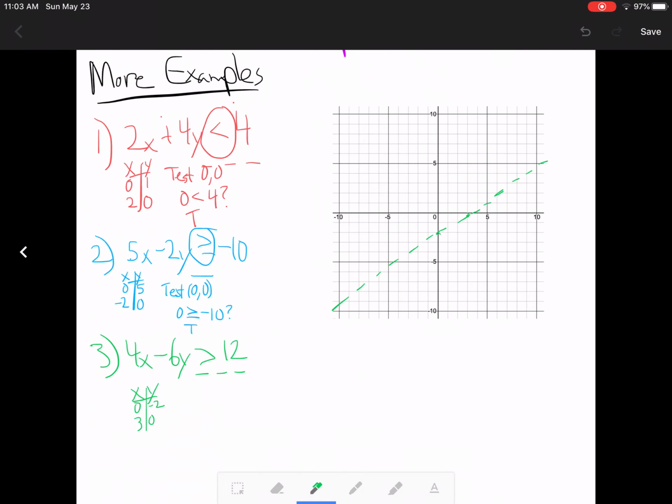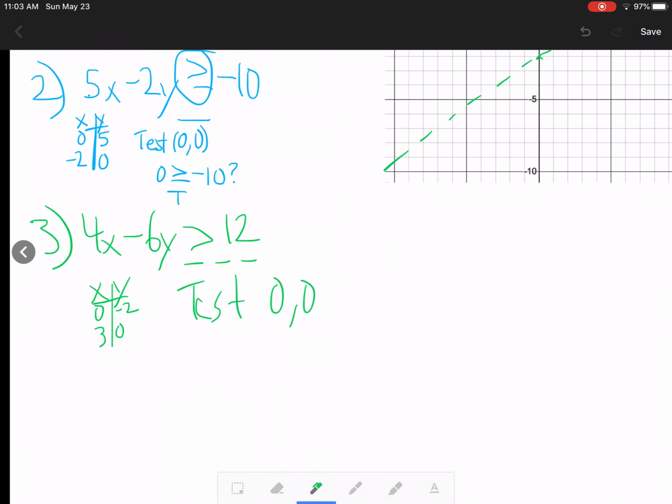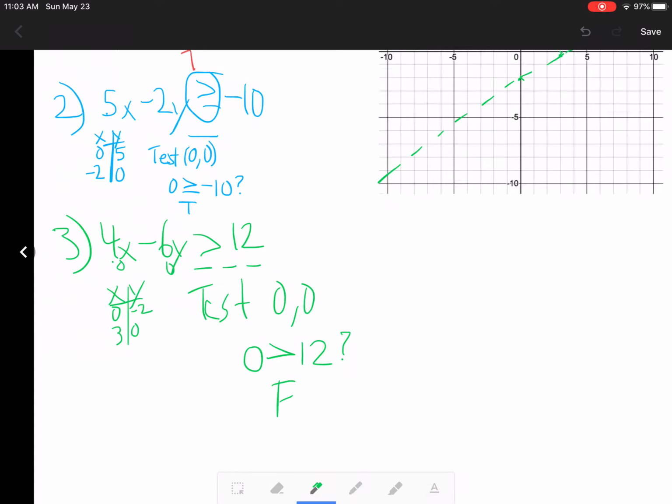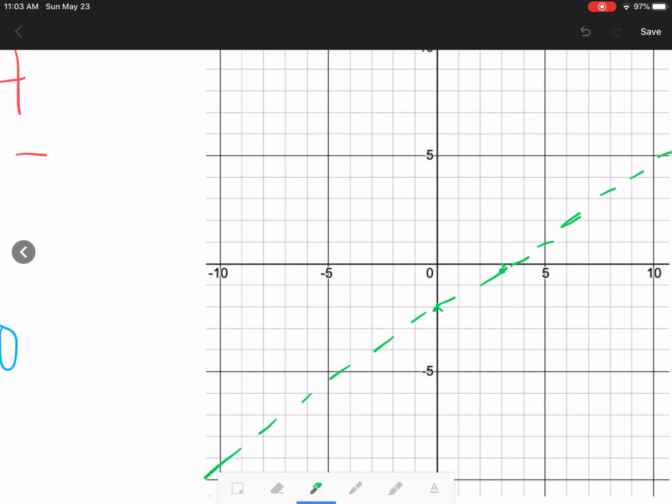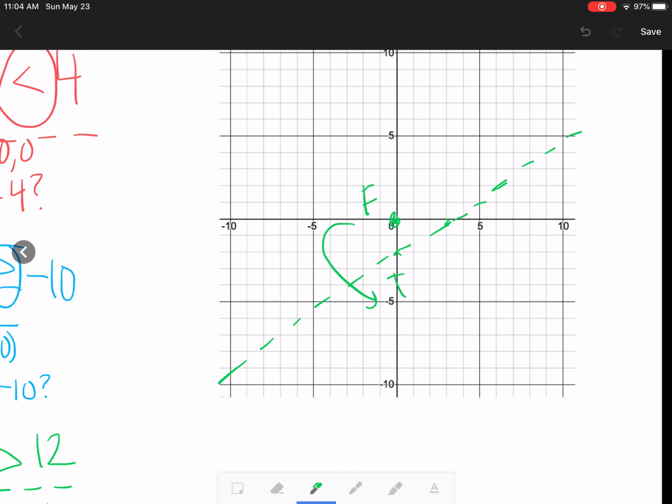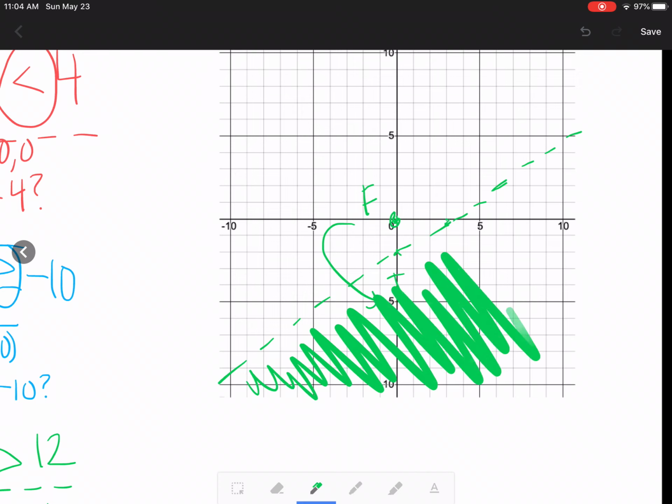Cool. Now, let's test 0, 0 and see what happens. So if I put in 0 for both of these, I get 0 minus 0, which is 0, greater than 12. Now, this is why I stress, this is a question, all right? This is a false statement. 0 is not greater than 12. So let's go to our graph. Here, this was the point we tested, and we found out that it is false. It does not work. So the other side has to be the true side. So I'm going to shade this side right here.